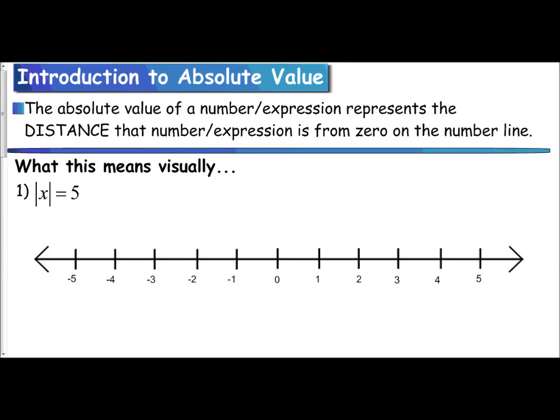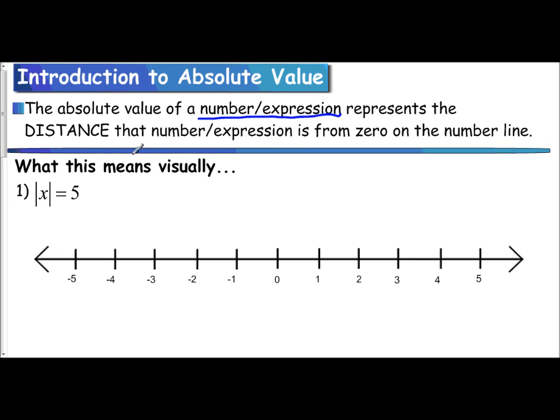I wanted to provide the following introduction to absolute values to assist those students who struggle with not seeing the visual connection between the algebraic work that we are doing. Now, when you think about absolute value, the definition of absolute value is that it is the distance of a number or an expression from zero on the number line. And I like this definition because it says the distance of a number or an expression. And that's going to help us out visually the further we go.